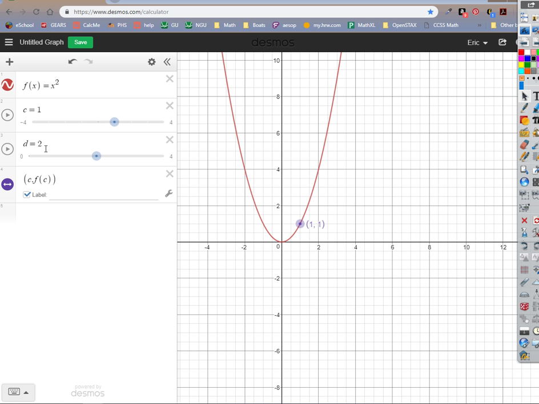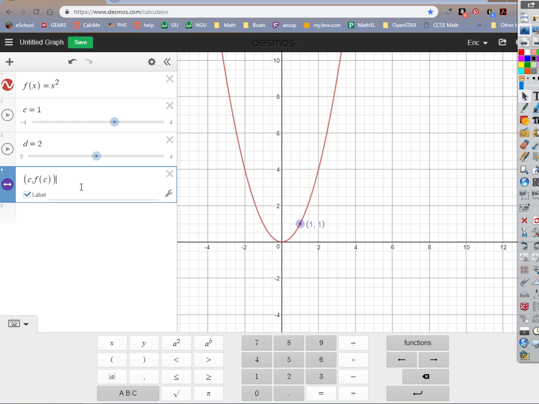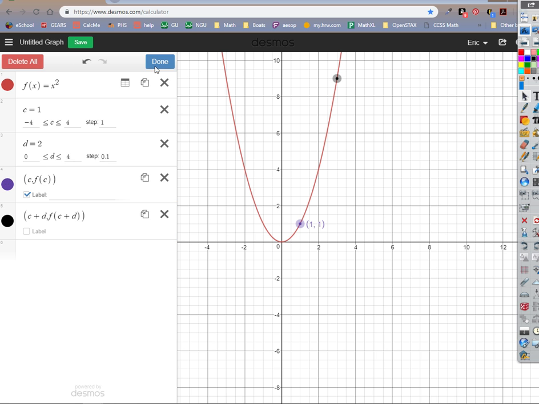Now, if d is 2, let's find the other point. So the other point is going to be at the ordered pair c plus d, comma, f of c plus d. d represents delta x. Put that in your notes. d represents delta x.